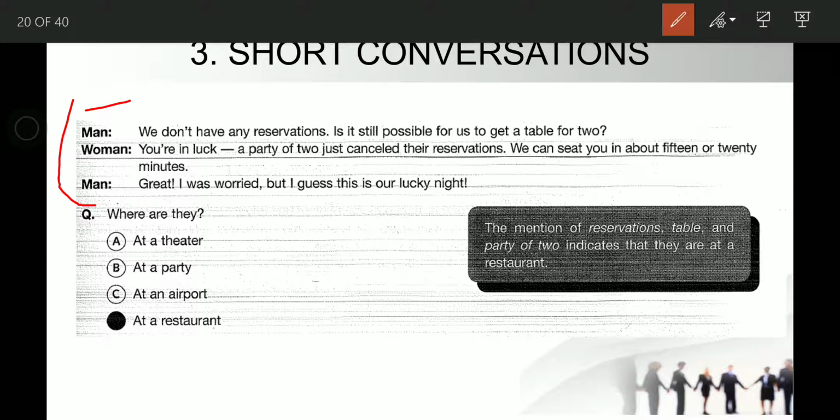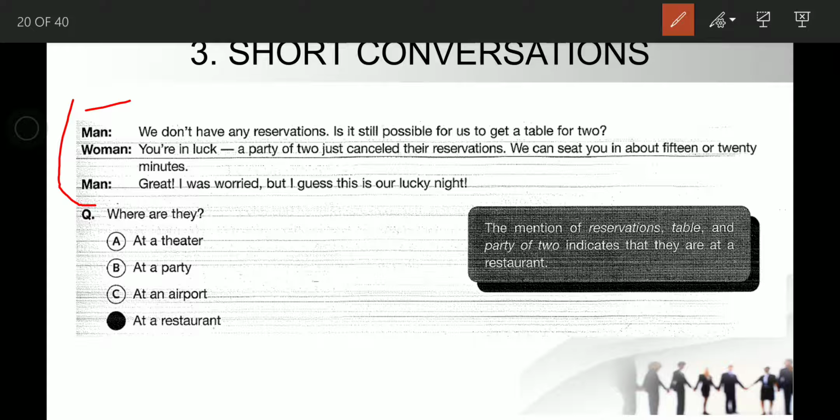We don't have any reservation. Is it still possible for us to get a table for two? You are in luck. A party of two just canceled the reservation. We can seat you in about 15 or 20 minutes. Great. I was worried, but I guess this is our lucky night.